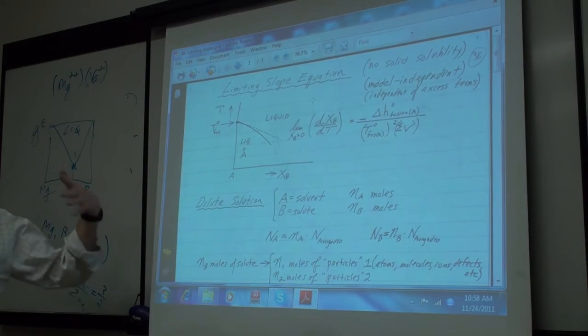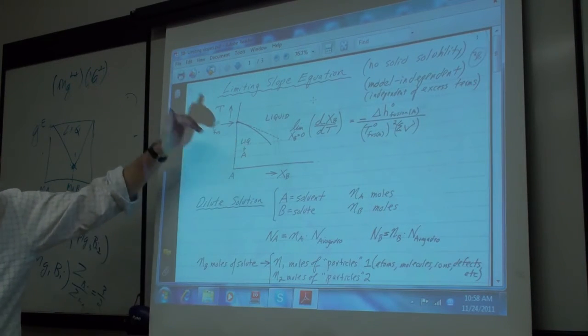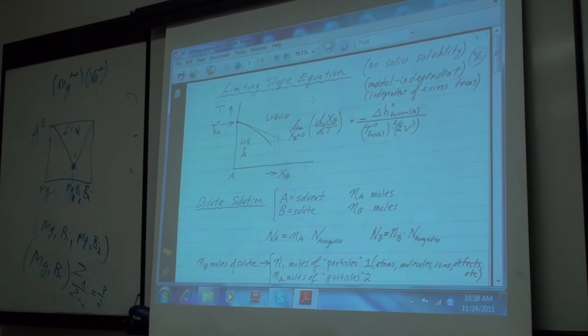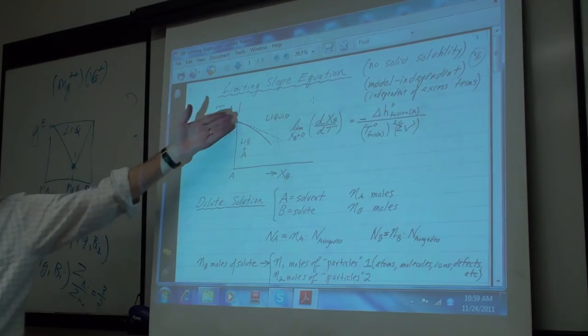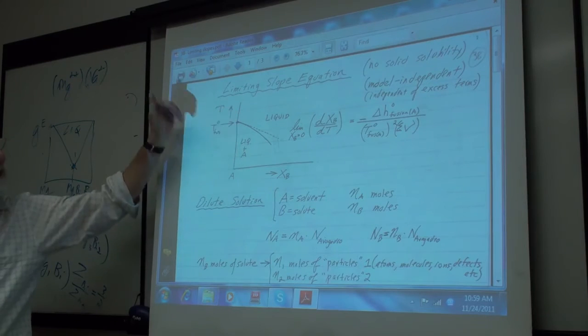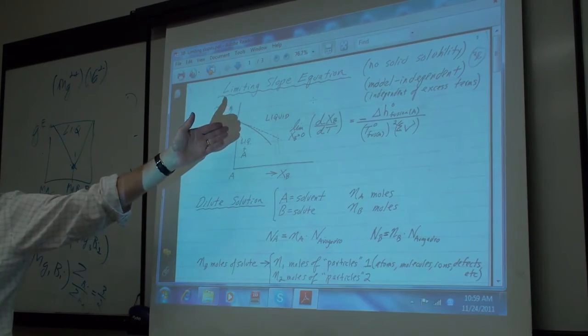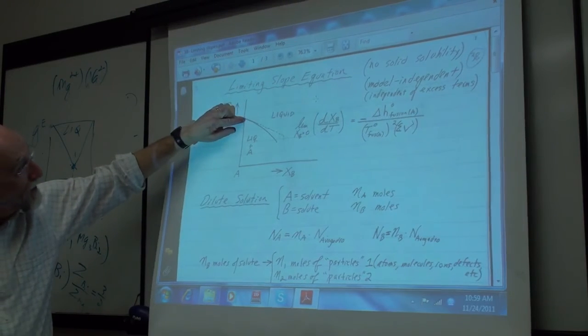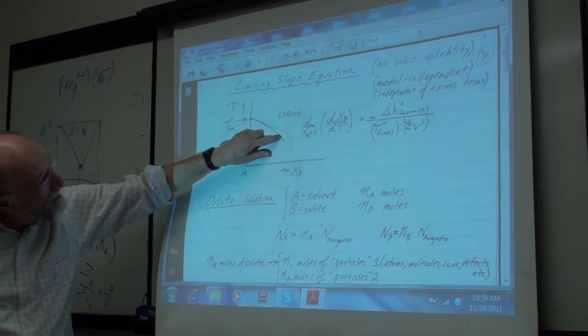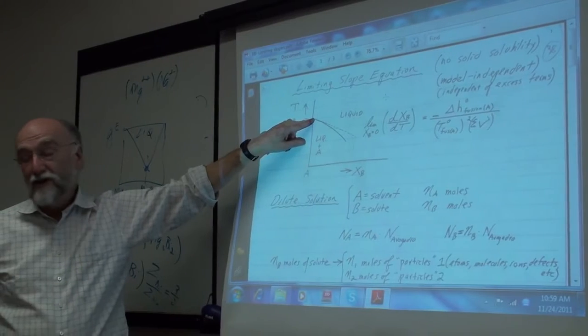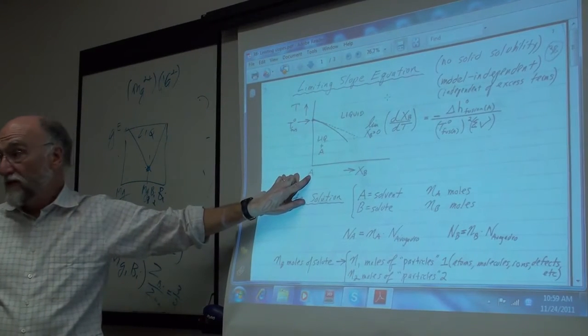Now remember what I said is the whole point here, that the limiting slope was a useful thing. Remember we had examples in which, from the limiting slope, you could actually calculate the heat of fusion of the material, or you could determine if there was solid solubility or not. The whole point was that when you're in the limiting region, the liquidus equation depends upon the activity of the solvent only.